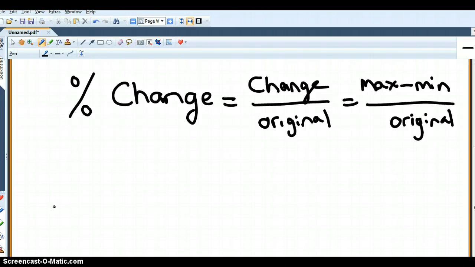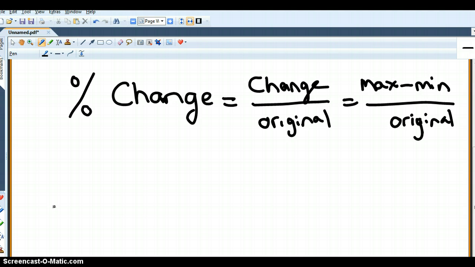Percentage change is a really important aspect of report writing, and it comes up in all the three internal reports that we do. In every case, it's always the change as a fraction of the original amount, or the point that you started.